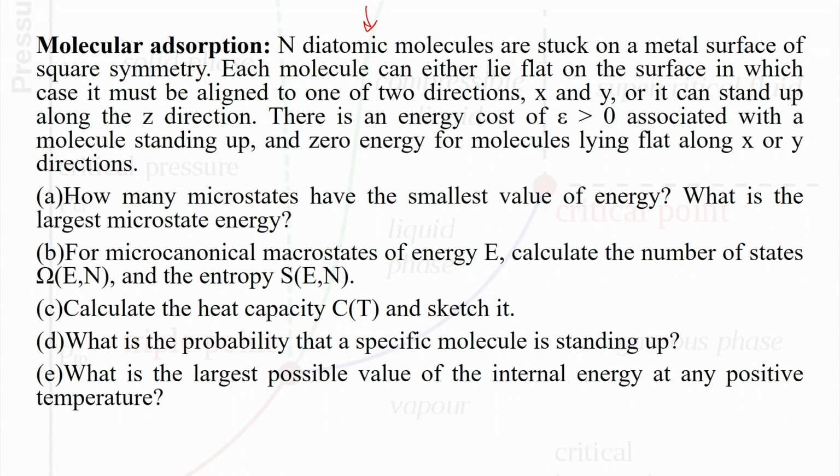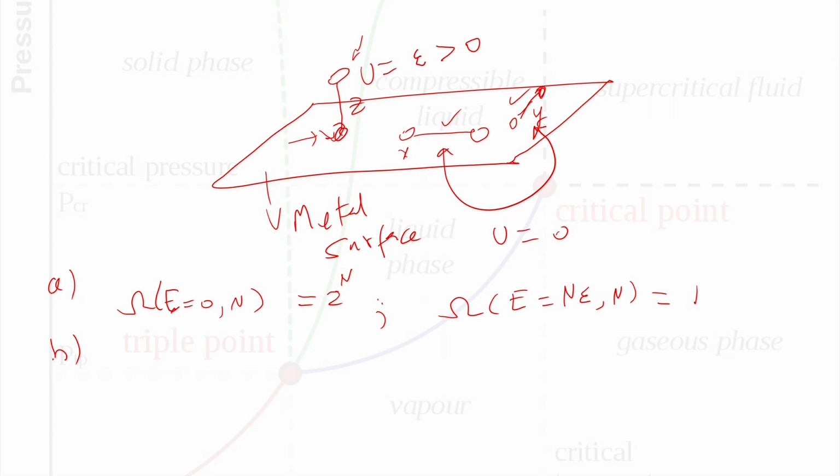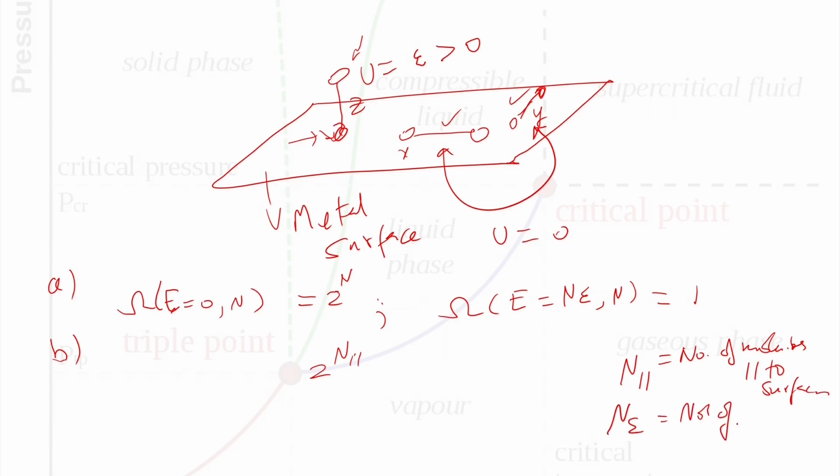So, what is part B? Part B says, instead of largest or smallest energies, imagine there is some energy E which is in between the largest and smallest energies, and you are asked to calculate the number of microstates. The number of microstates is now going to be 2 raised to n parallel. This is the number of molecules that are lying parallel to the surface. I am going to define n parallel as the number of molecules parallel to the surface, whereas n epsilon is the number of molecules perpendicular to the surface.